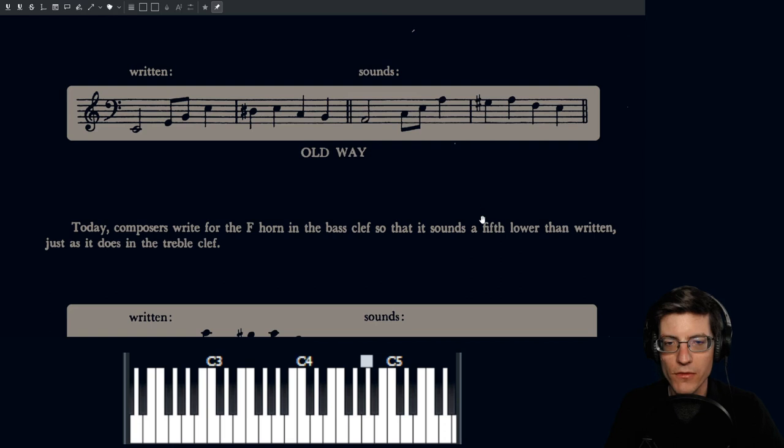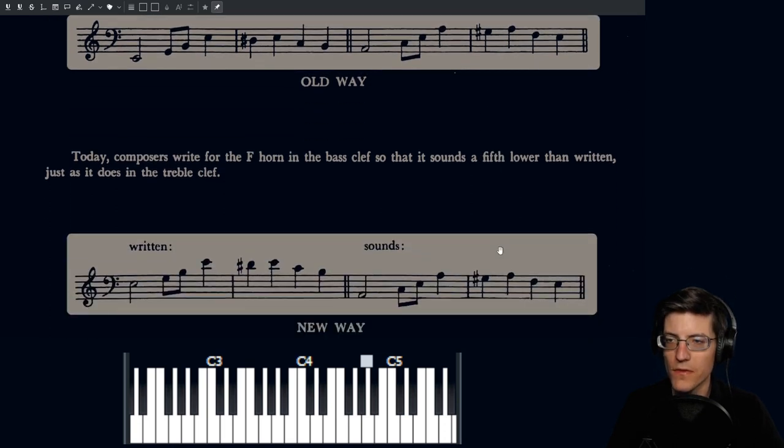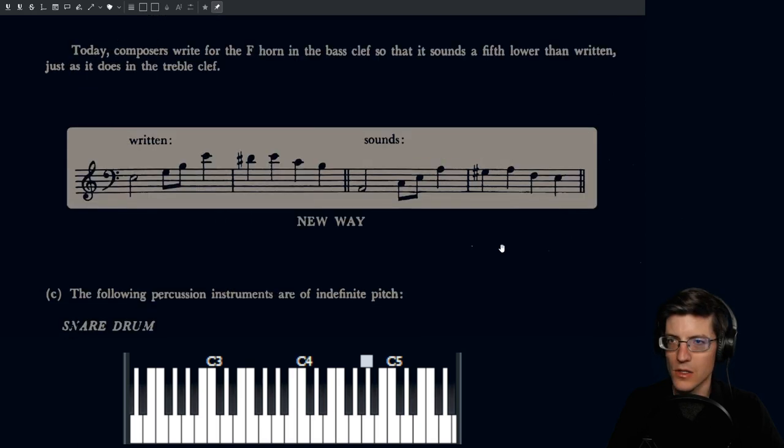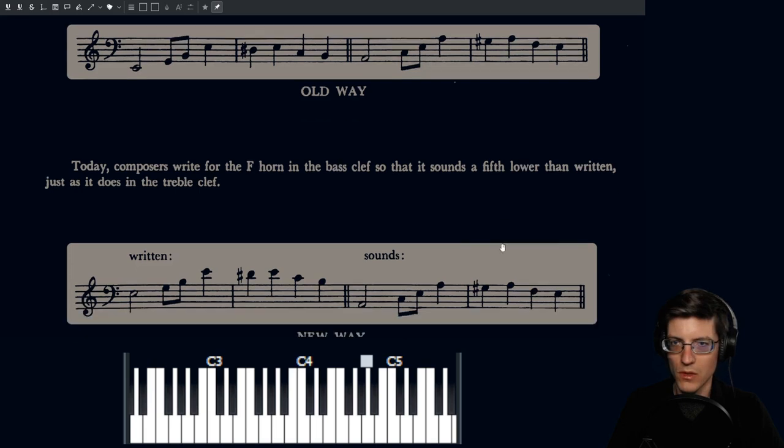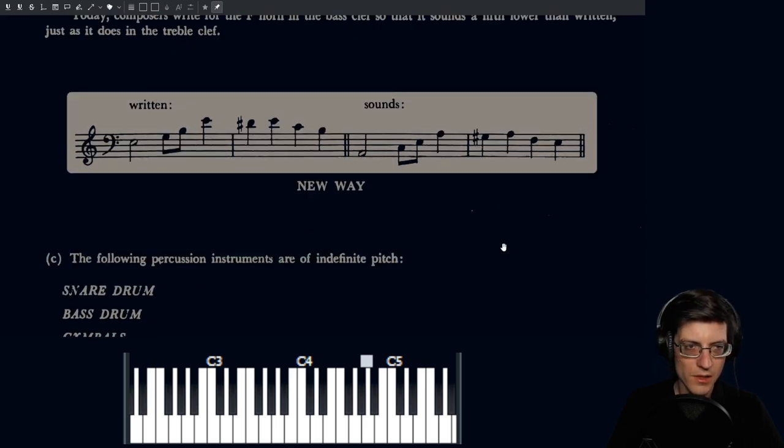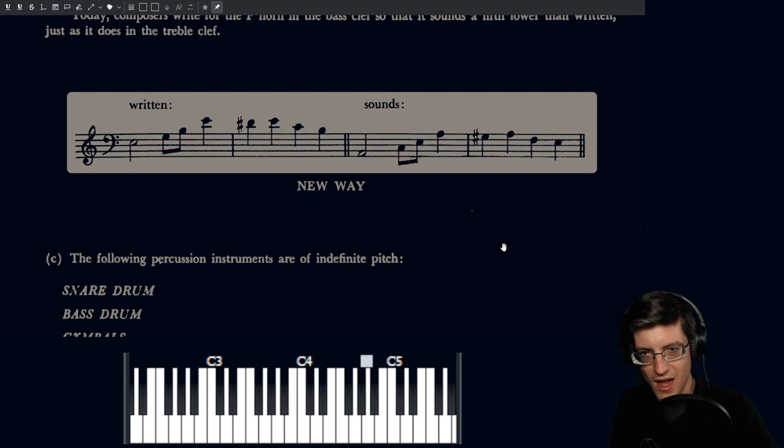So today, composers write for the French horn in the bass clef so that it sounds a fifth lower than written, just as it does in the treble clef. So if it were written this way, it's actually sounding a fifth lower than that. I'm going to have to drop down an octave and then it would be here. So it'd sound a fifth below what's written. So it sounds here even though it's written here.